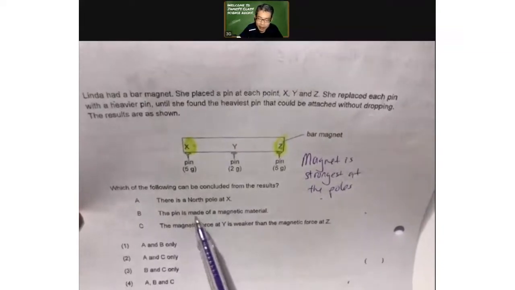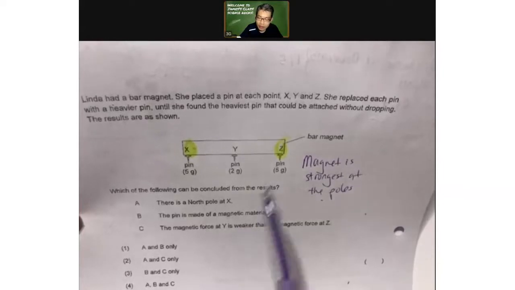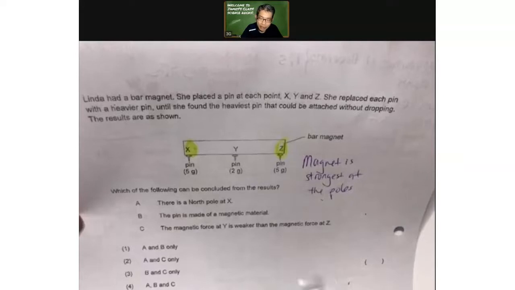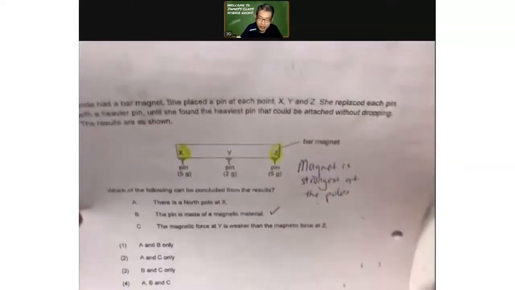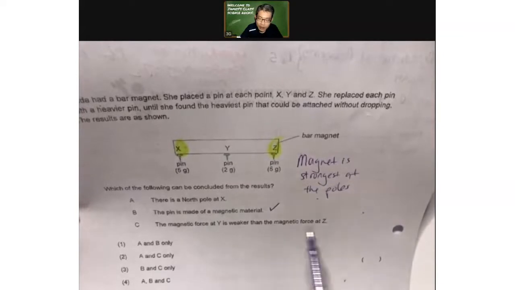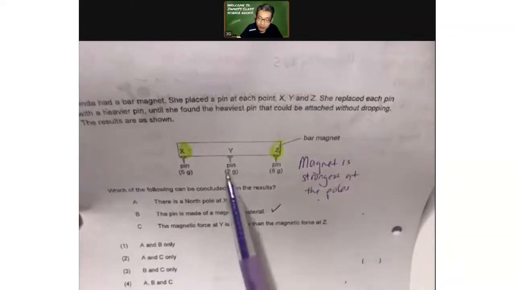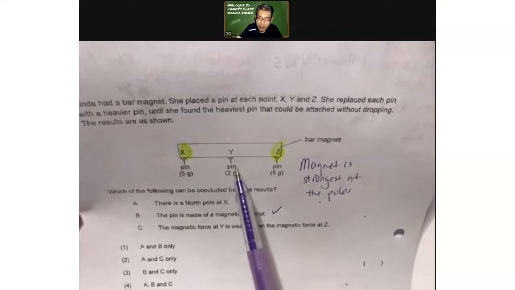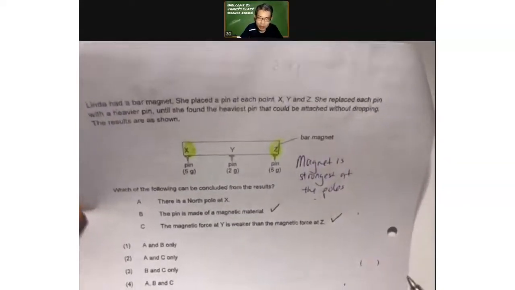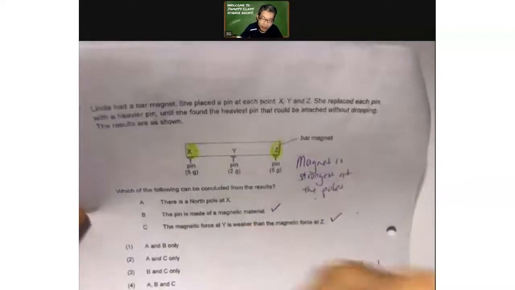The pin is a magnetic material, definitely. That's why the pin could be attracted to the magnet. So B is definitely correct. The magnetic force at Y is weaker than the magnetic force at Z. Definitely correct. That's why Y can only attract a pin of mass of 2 grams. I know that B and C are definitely correct. Okay, number 3 is definitely correct.